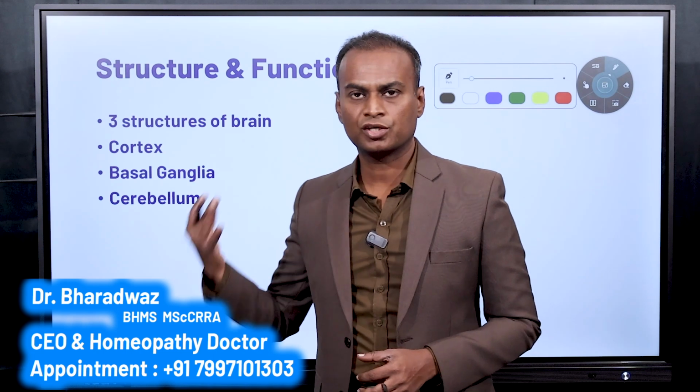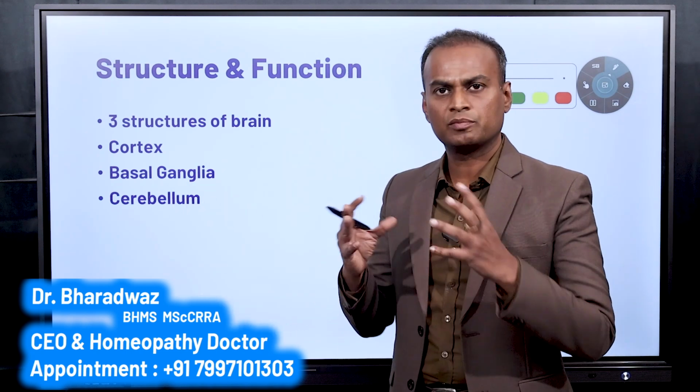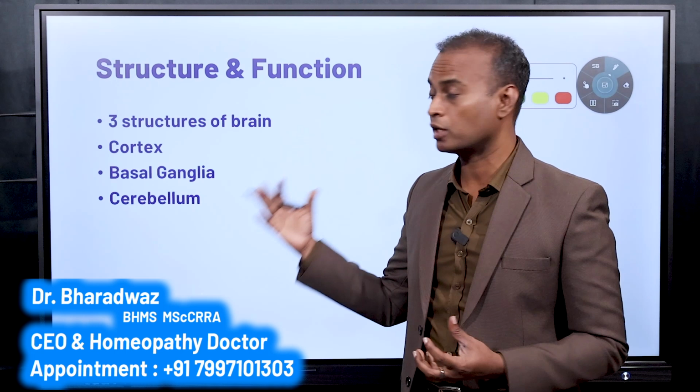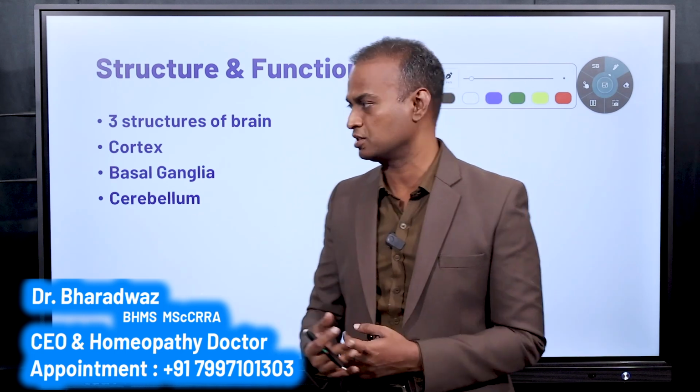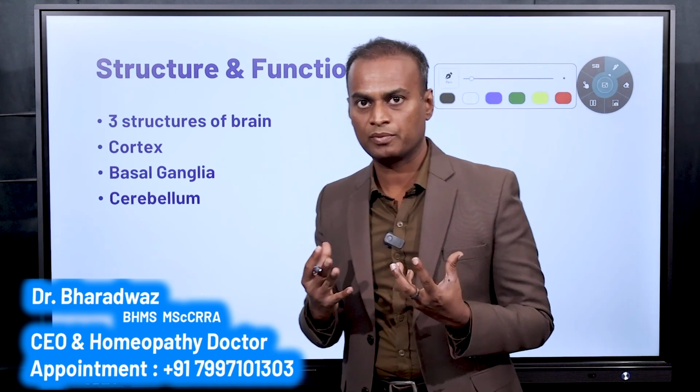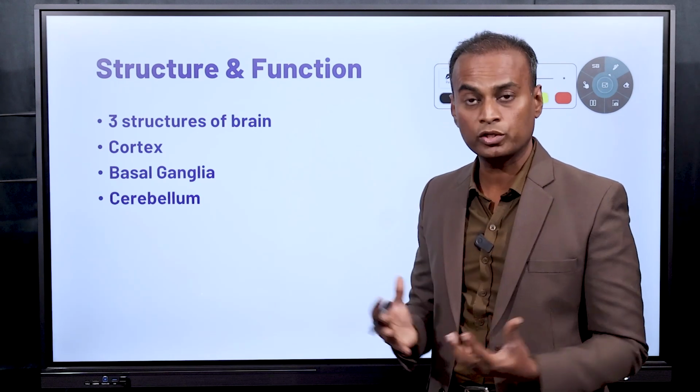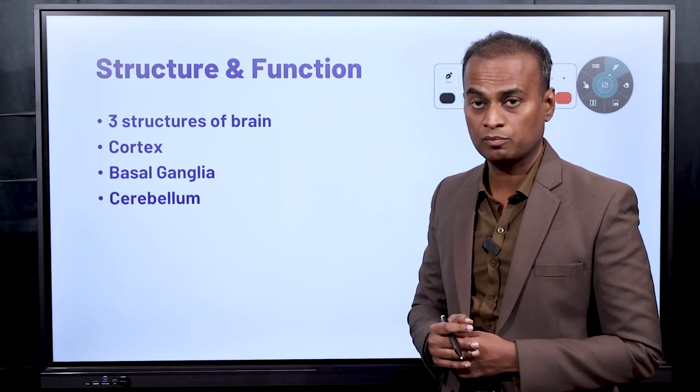Coming to structure and function of the brain. There are some important brain structures and functions you have to understand before going deeply into the further session. There are three main structures of the brain that are going to be affected because of cerebral palsy.